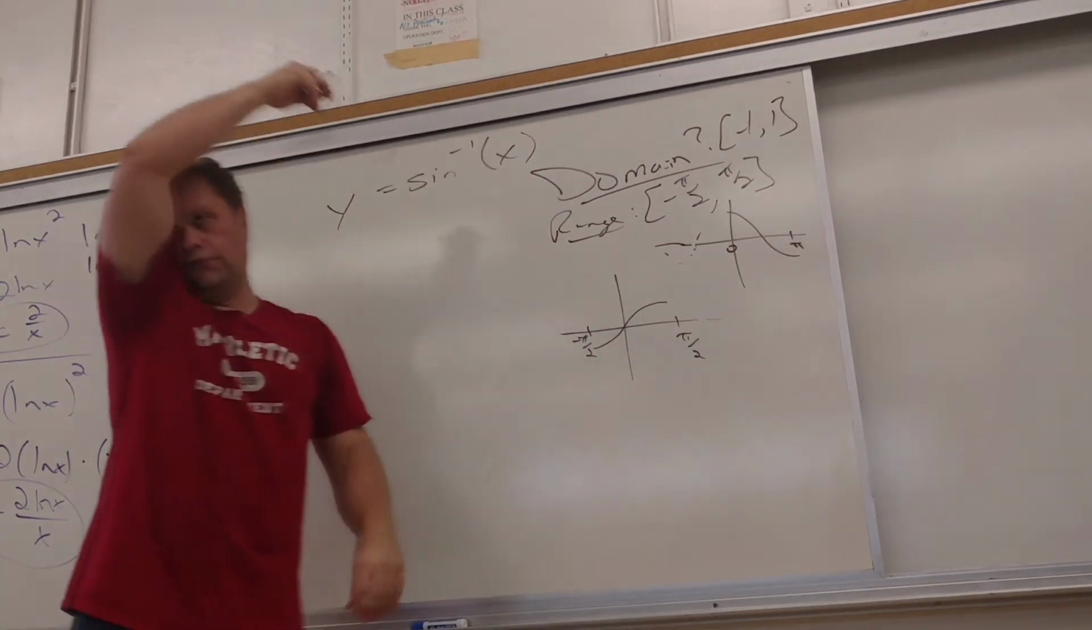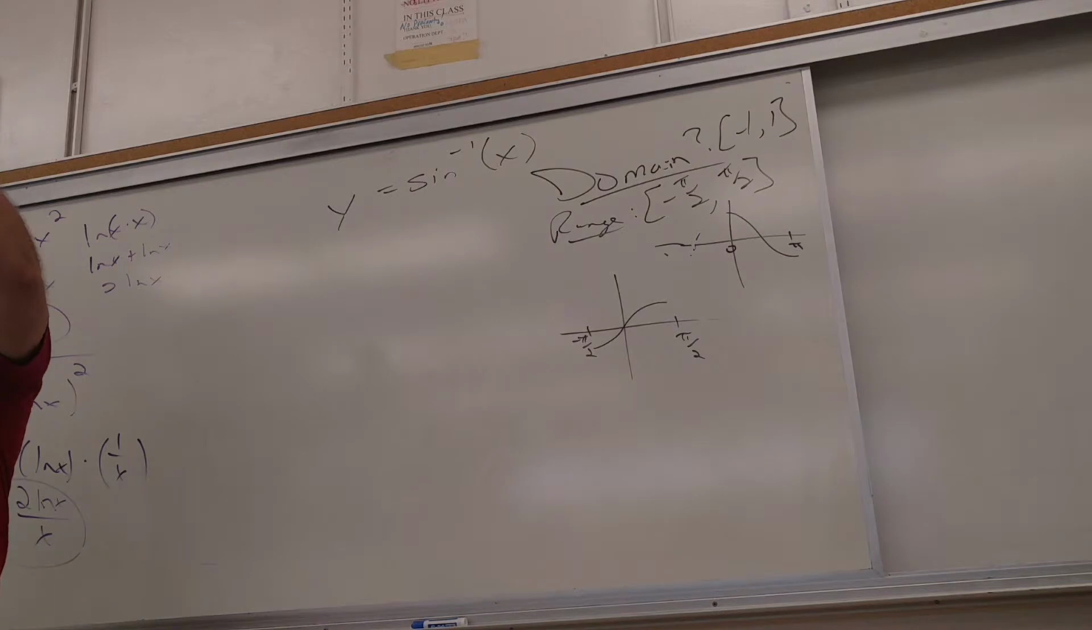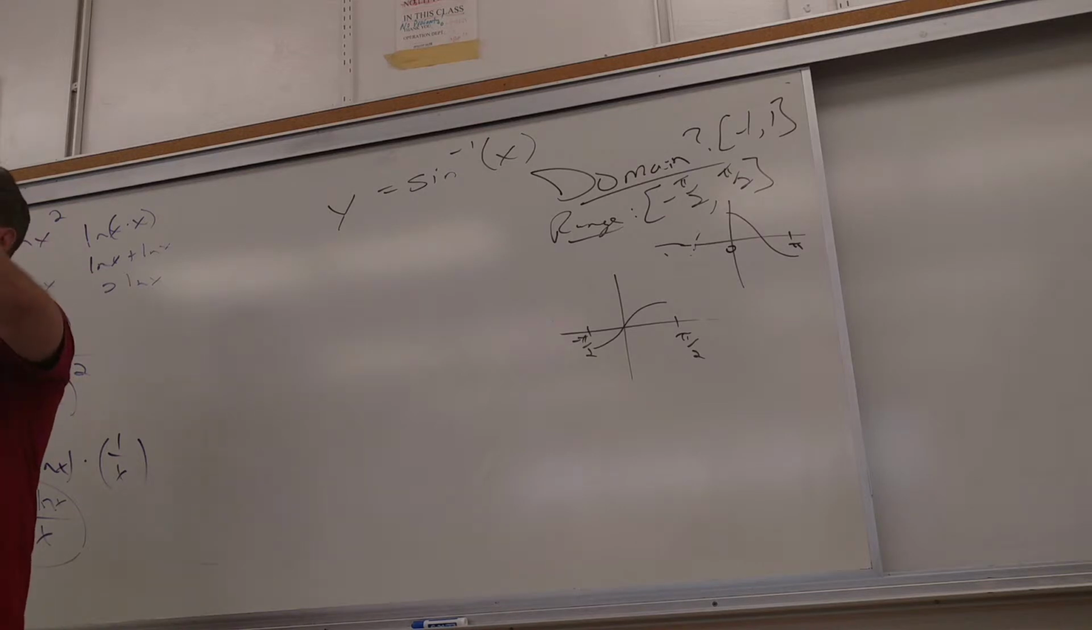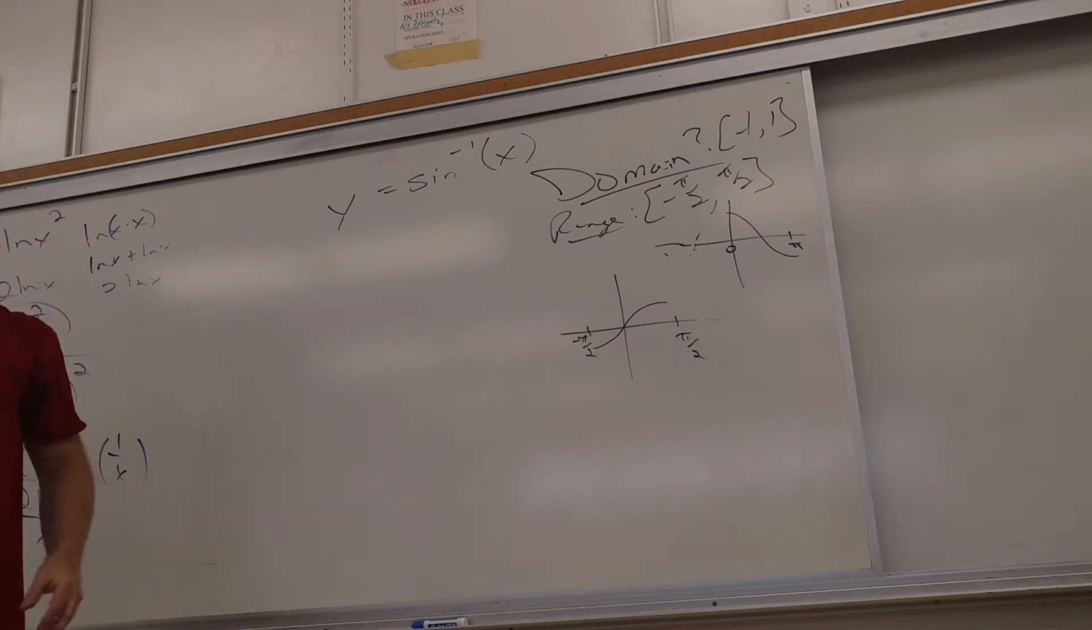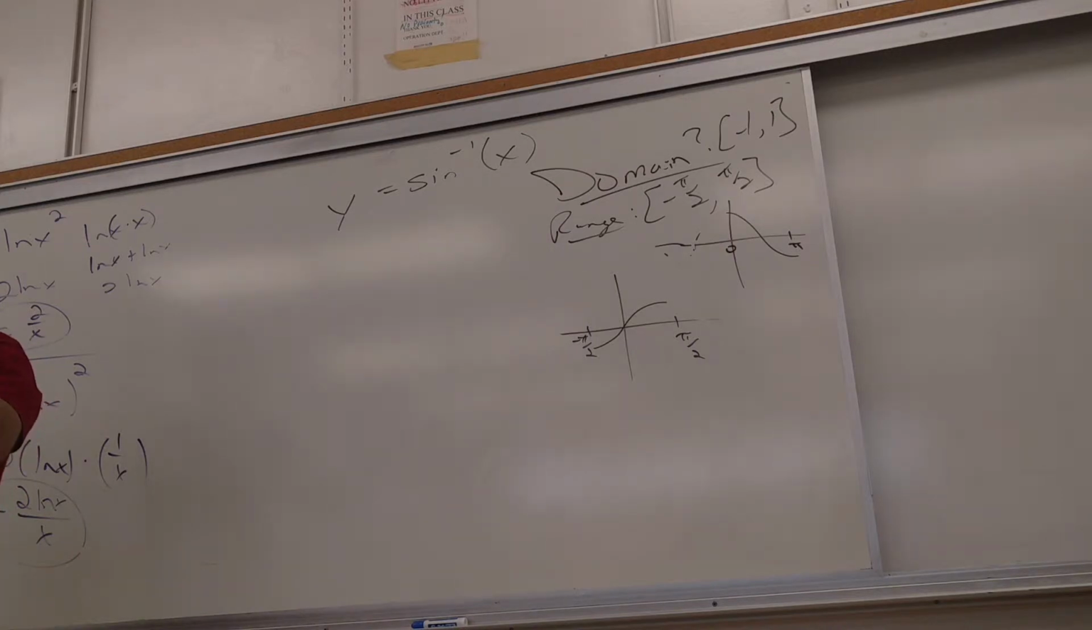If you know the original function's domain and range, the inverse function just switches those, because the inverse function switches all the x's and y's. So of course it's going to switch the range and the domain. How are we feeling at the moment? Okay, good. This is a nice summary.